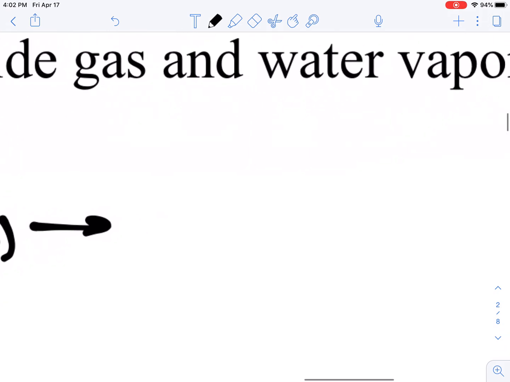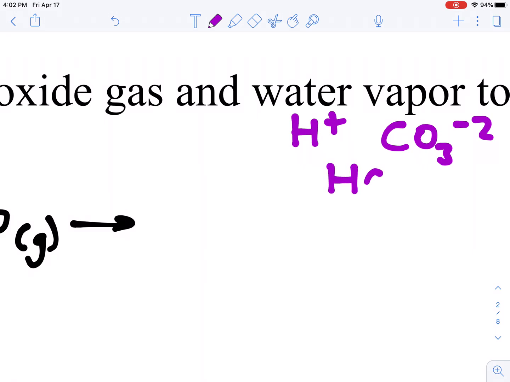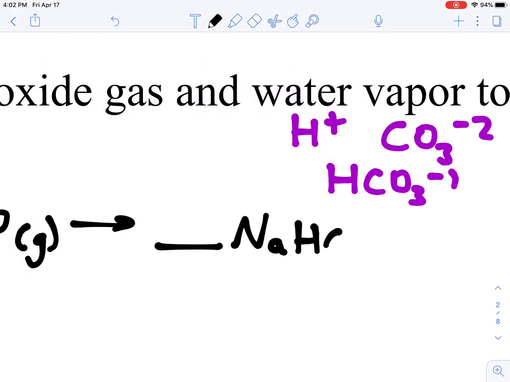Remember hydrogen carbonate. So hydrogen carbonate is the combination of hydrogen, which is H+1, and carbonate, which is CO3 -2. So that comes together to give us HCO3 -1. Bond that with sodium, what do you get? You get NaHCO3, and this is a solid.